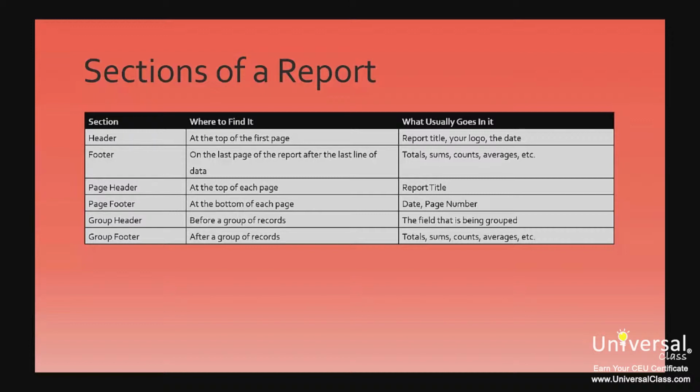The page header is at the top of each page, and it contains the report title. The page footer is at the bottom of each page, and it usually contains a date and a page number. The group header can be found before a group of records, and it usually contains the field that is being grouped. The group footer is after a group of records, and it contains the totals, sums, counts, and averages.